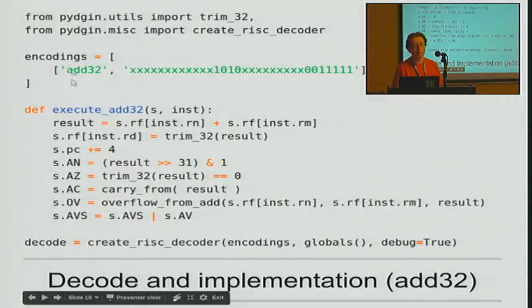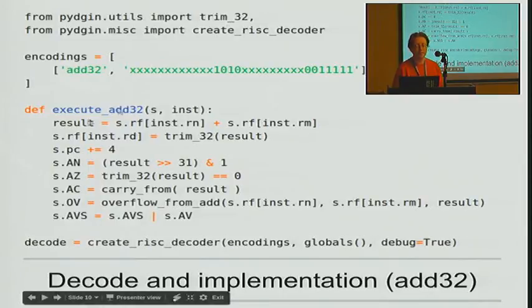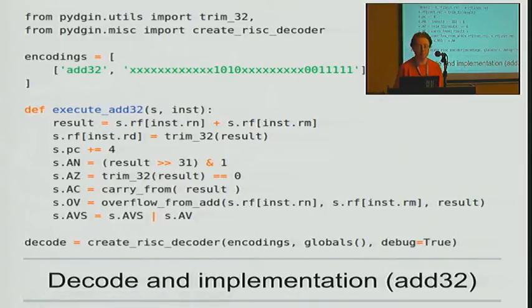We've called this add32, so in Revelation everything is called something 16 or something 32, so I always know which sort of instruction it is and what its bit width is. Then we need to write a function called execute_add32, and it has to be that way so that the Pydgin decoder can find it.